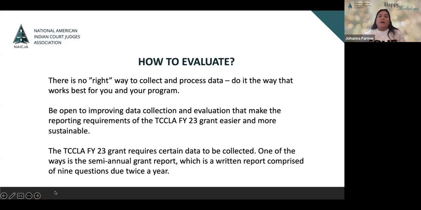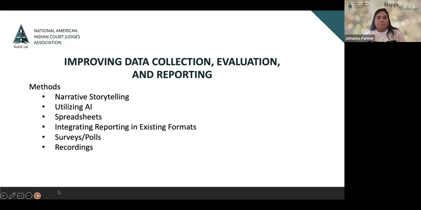TCLA FY23 does have certain data that's required to be collected, and we'll go through each one of the questions asked in the TCLA reporting to help you develop better narratives for some of those questions being asked in the grant reporting. So these are the methods of improving data collection, evaluation, and reporting, and we'll go into each one of them.